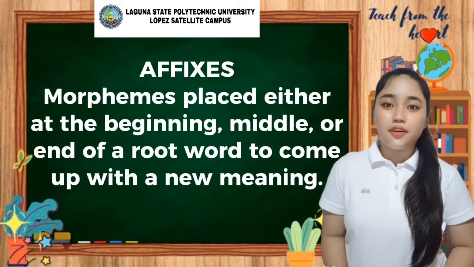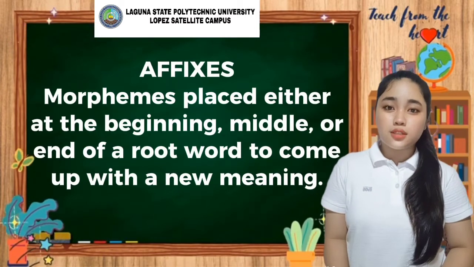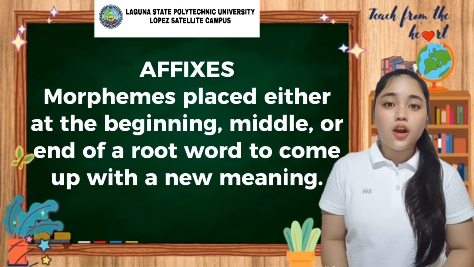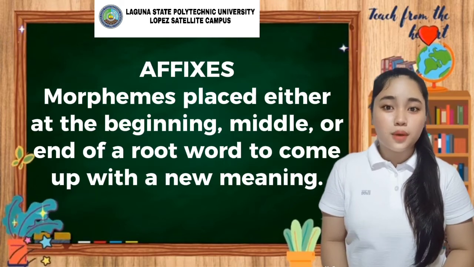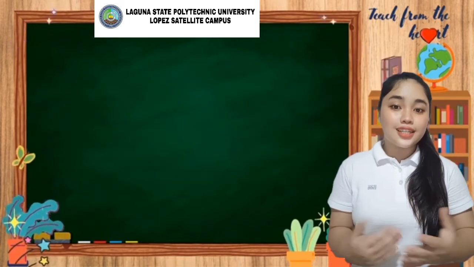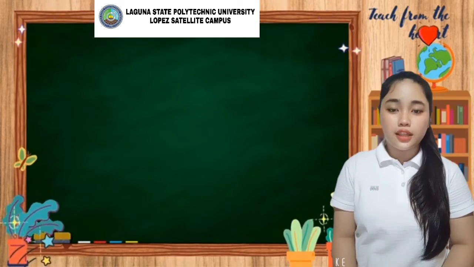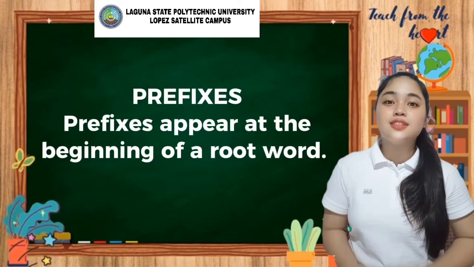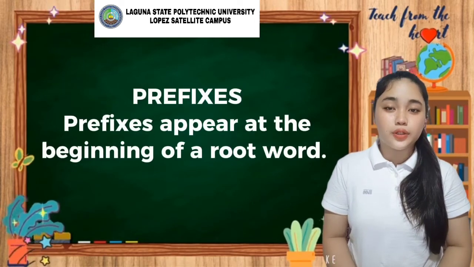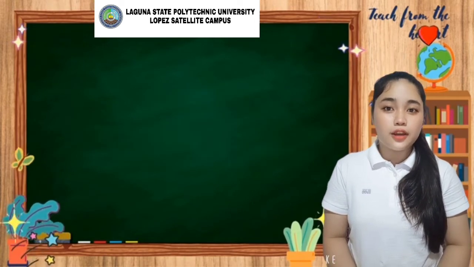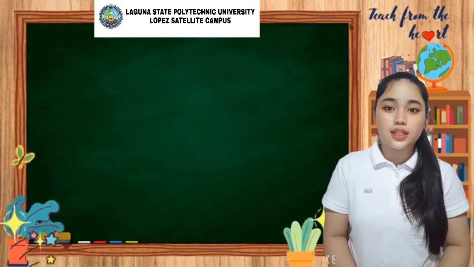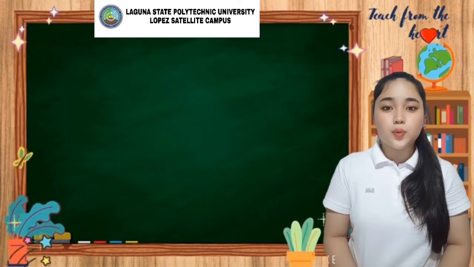Next is affixes. Morphemes placed either at the beginning, middle, or the end of the root word to come up with a new meaning. There are two types of affixes in English, the prefix and the suffix. Prefixes appear at the beginning of the root word, are word bits that signify partial meaning of their own and can give the reader a clue about what the word means.